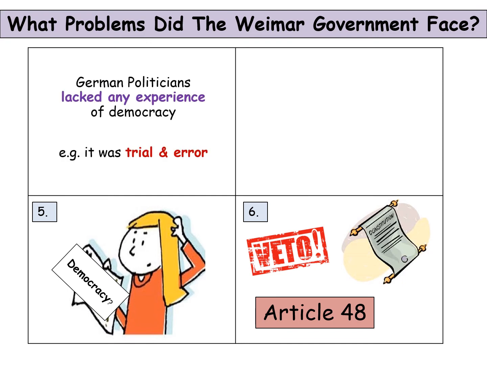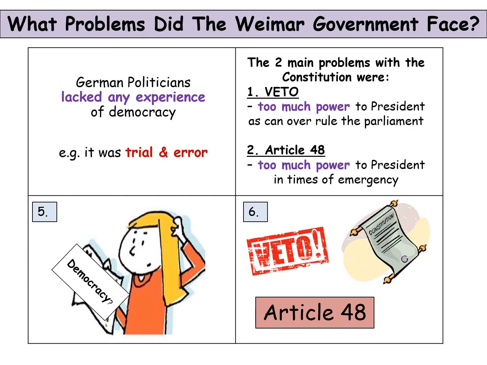So if we break these down into some of our other boxes, we've got these things here. The German politicians lacked any experience of democracy. It was kind of trial and error to see how they got on and fix it if they could. The main 2 problems with the constitution itself were the veto, which gave the president far too much power over parliament, and also Article 48, which again gave him too much power in a time of emergency, but still too much power for any one person to hold. And that was going to become really apparent when Hitler does manage to take over the Reichstag. So add these to our grid or our list of information that we're working on.